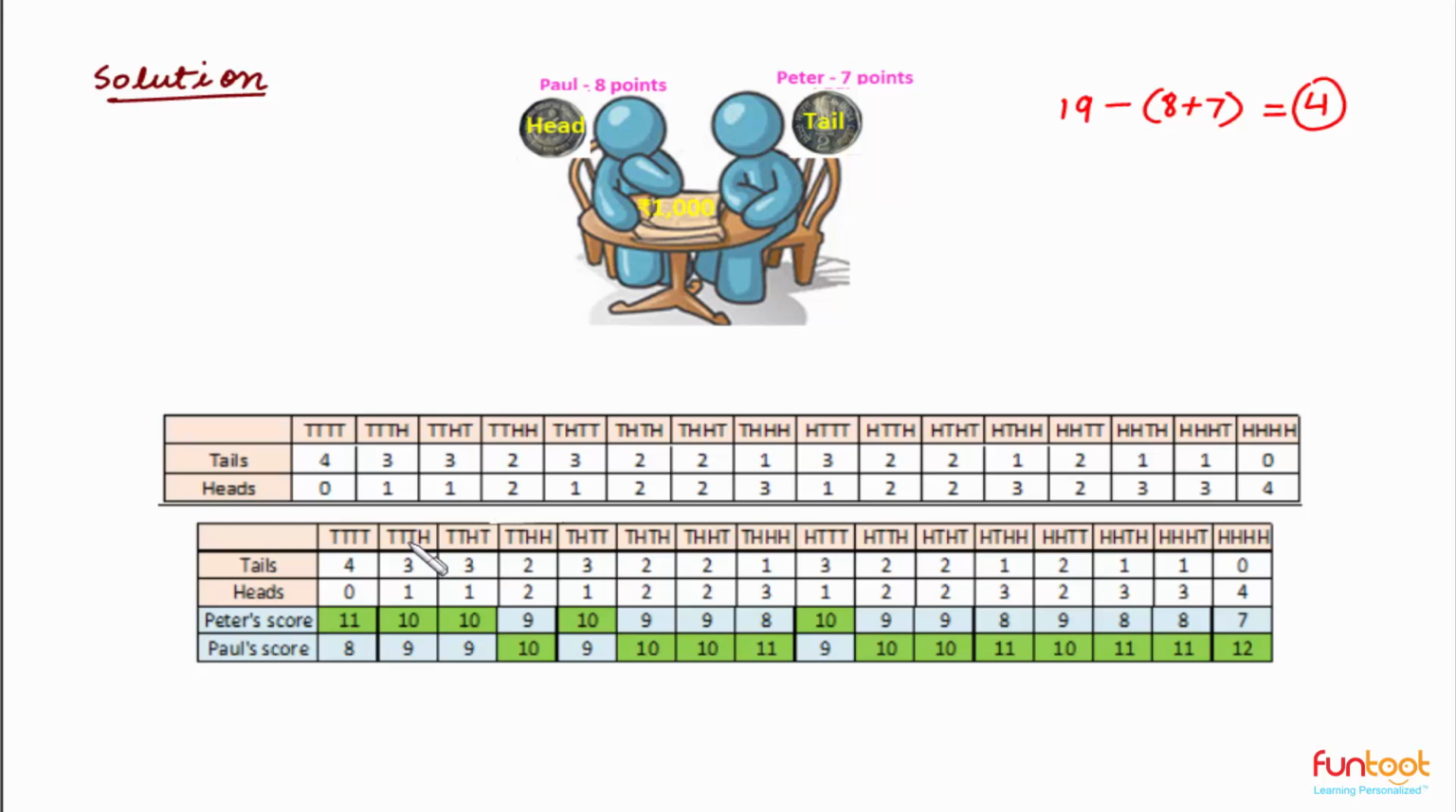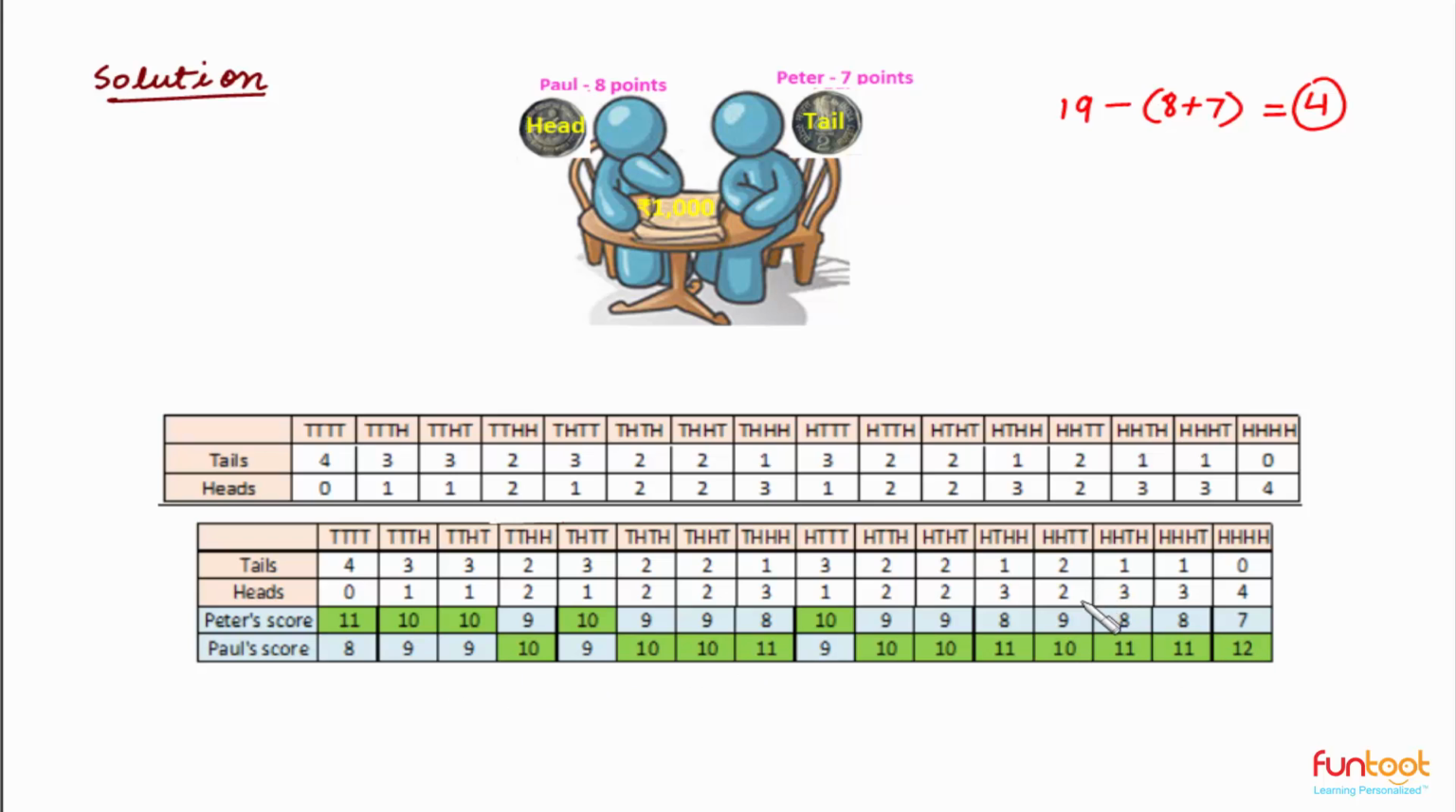Likewise, if we take for the remaining 4 rounds, in 3 rounds we get a tail and in the 4th round we get a head, then number of tails will be 3, number of heads will be 1, Peter's score will become 7 plus 3, 10, and Paul's score will become current score 8 plus 1, 9. Like this, we can find Peter's and Paul's score for all the combinations.